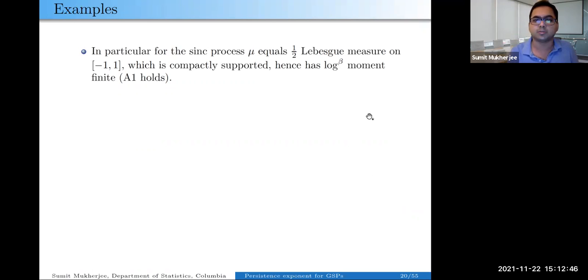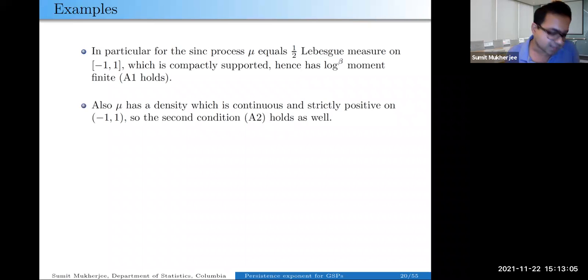Just to start, for the sine process, mu is just the uniform distribution on minus 1, 1. This is compactly supported, so there's no problem integrating logs. You can take polynomial moments, it doesn't matter. All functions are integrable. Any growing function is integrable.